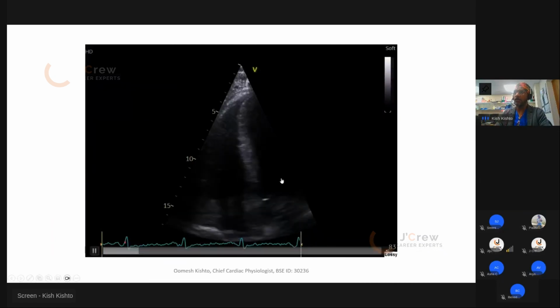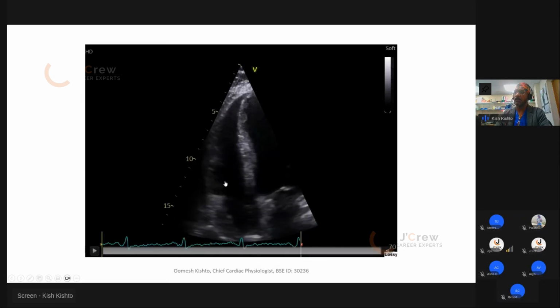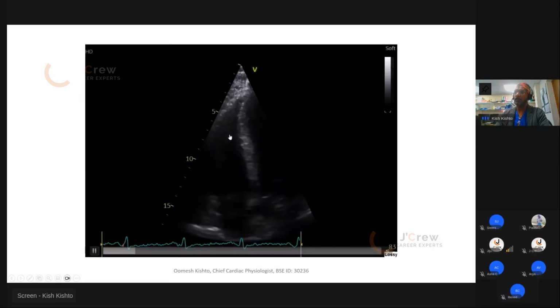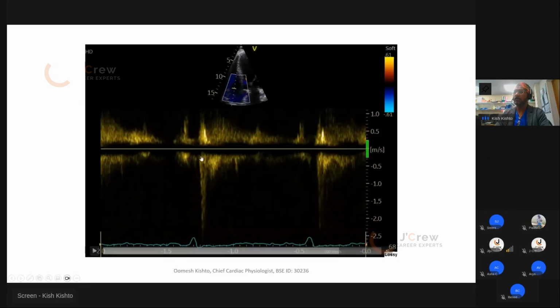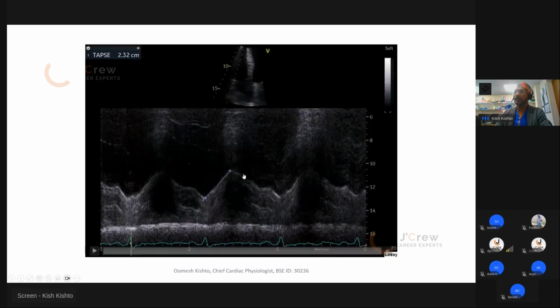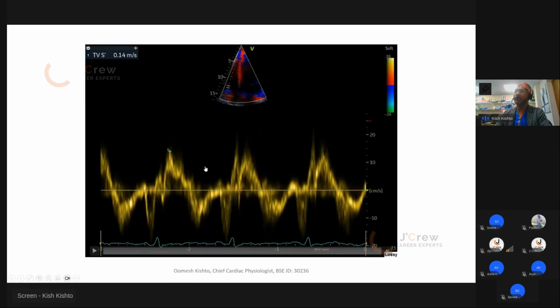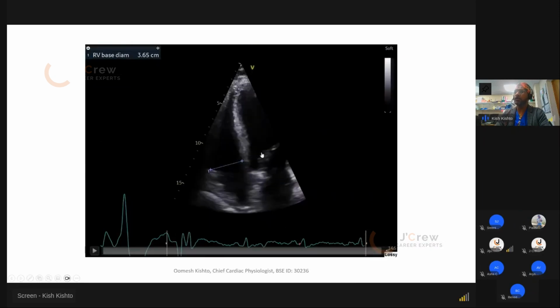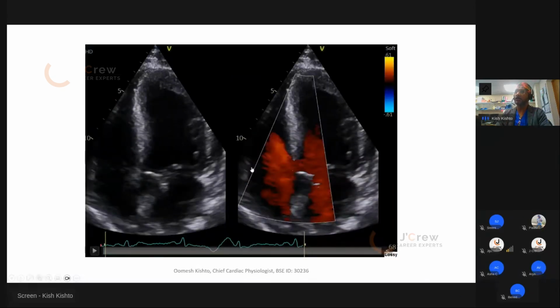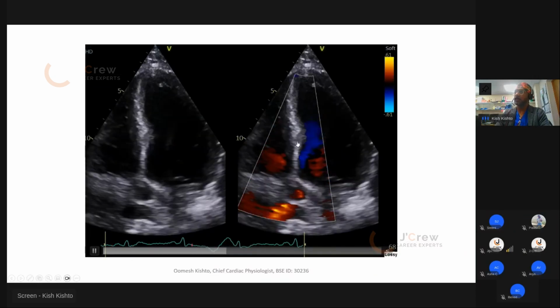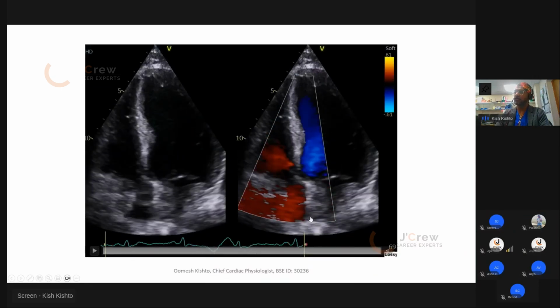So we're going to look at the RV side here. Again, for the RV, we do all our routine measurements, color, CW to look at TAPSE, and then your TDI. So that's all good, normal, baseline, 3.6 is perfect, and your RA is normal. So just pop the color on to see if there's any communication across.